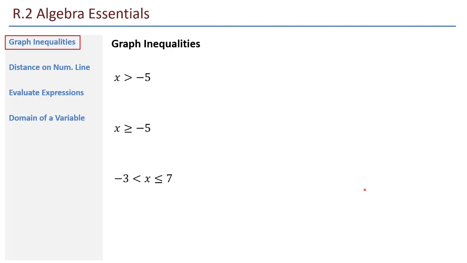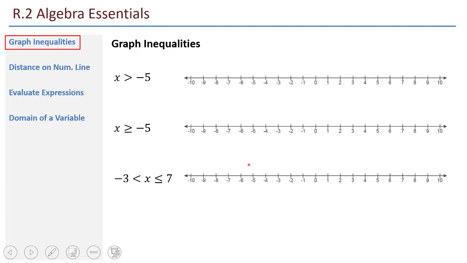Well, here are 3 inequalities. X is greater than -5. Sometimes you might say x is strictly greater than -5. X is greater than or equal to -5. And -3 is less than x, which is less than or equal to 7. And for each of these, what I'd like to do is look at the number line and mark up the number line somehow to represent these inequalities.